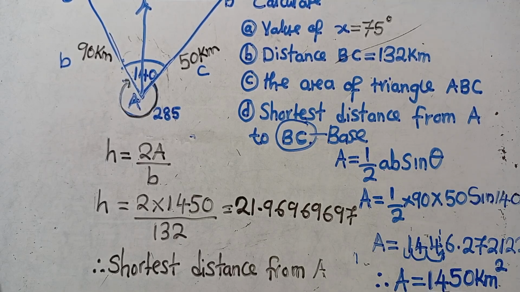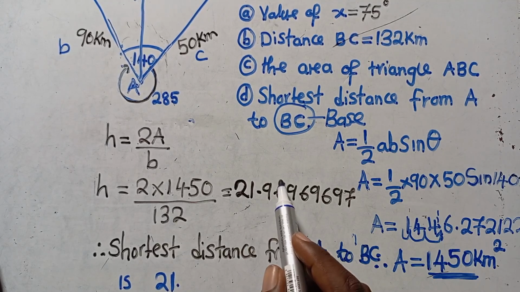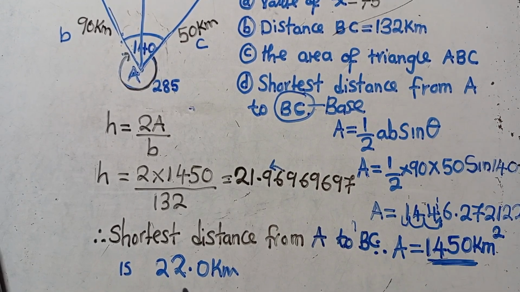Shortest distance from A to BC is what? 3 significant figures. That is 21 point, so 3, I'm going to end here. This one becomes a 10, so this one will just be 22.0 kilometer. So this is the shortest distance. This one here is the shortest distance. So it just needs to end here. This is your answer. So this is where we are going to end.